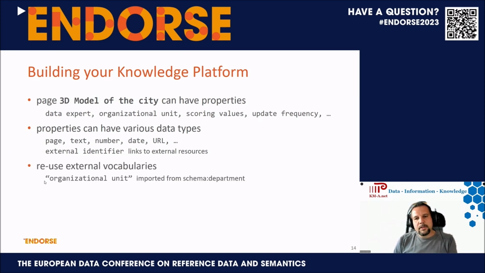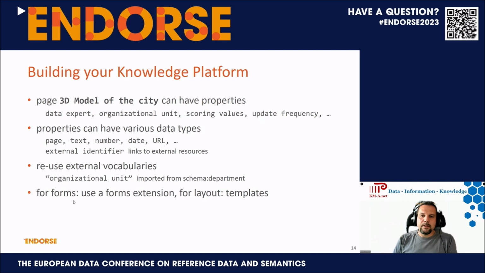And then Semantic MediaWiki has the capability of reusing external vocabularies. For example, you can say my property in the wiki called organizational unit is actually imported from schema department. So in the RDF representation, you would get schema department, but you still can use this name for your internal property. Yes, and then you would use forms to have this structured way of importing, and you would use templates to define how a page of a data set or an organizational unit would look like. And there is this internal query language that you can use.